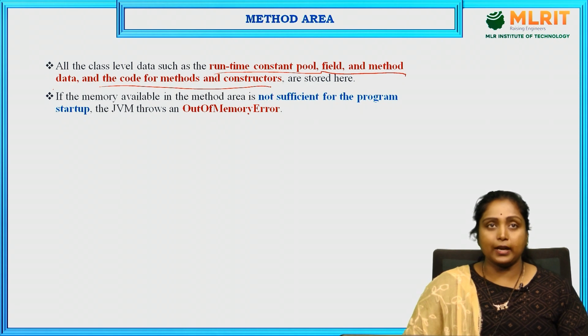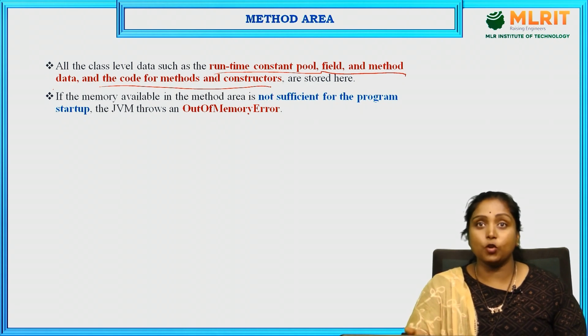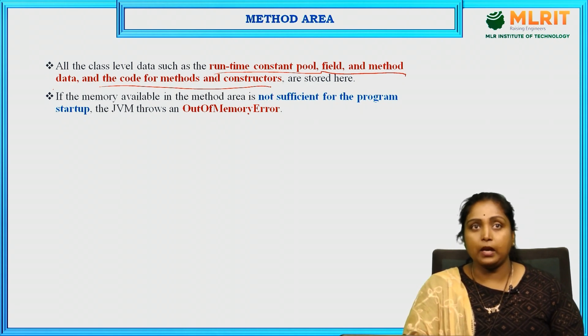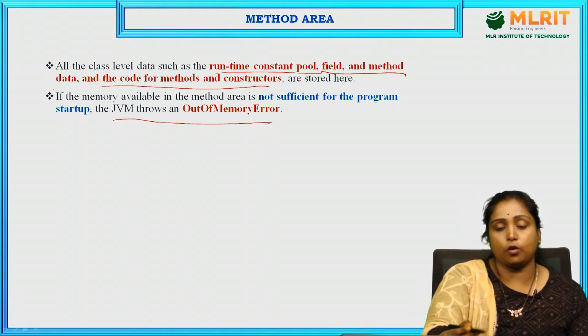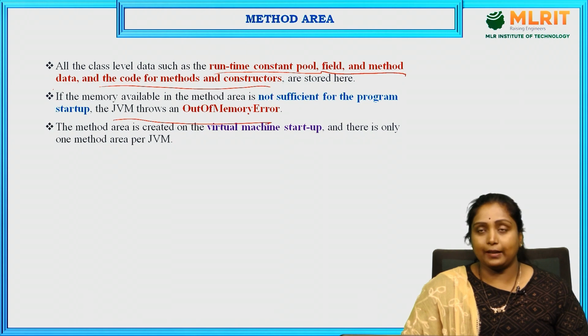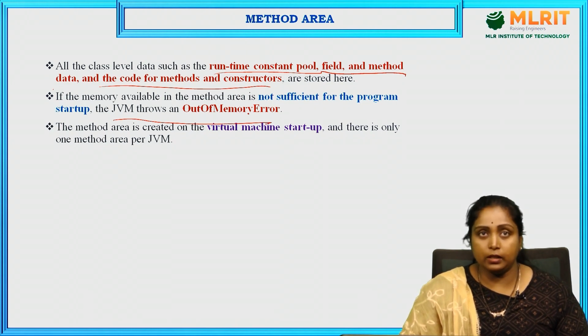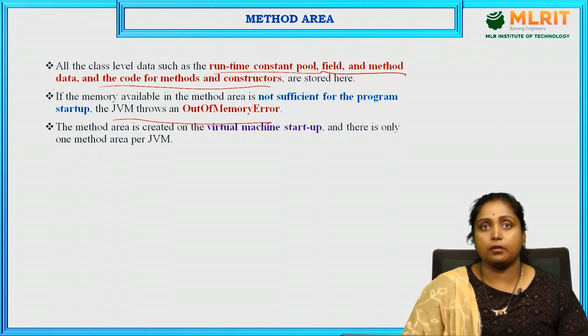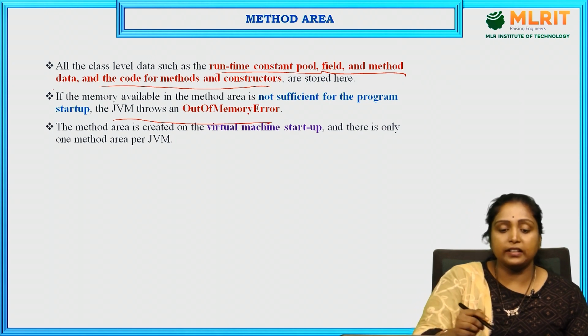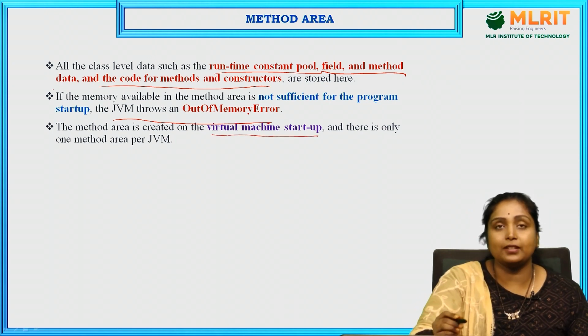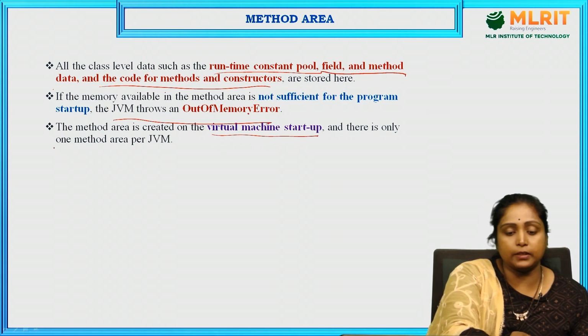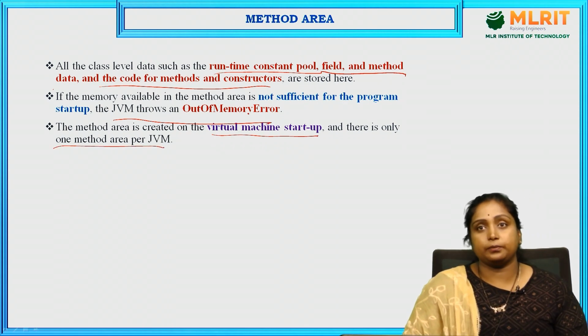If you are asking for a method area and it is not sufficient for the program startup, so you still need extended memory, then the JVM throws an error called out of memory error. This happens if you ask for a larger amount of memory than what is available. The method area is created on virtual machine startup. There is only one method area for the JVM.